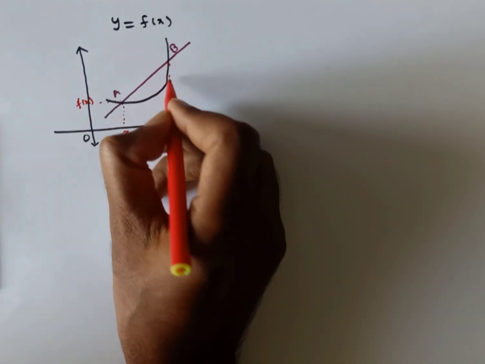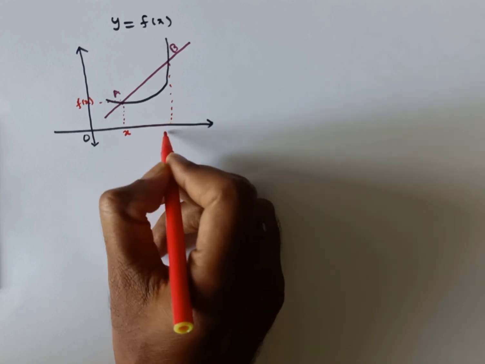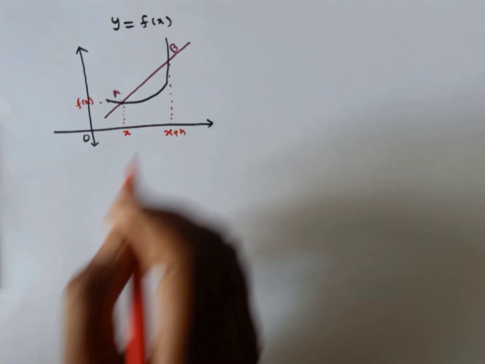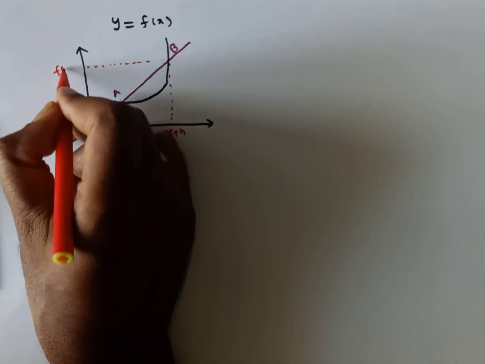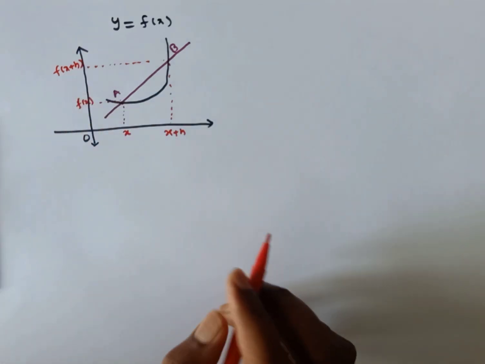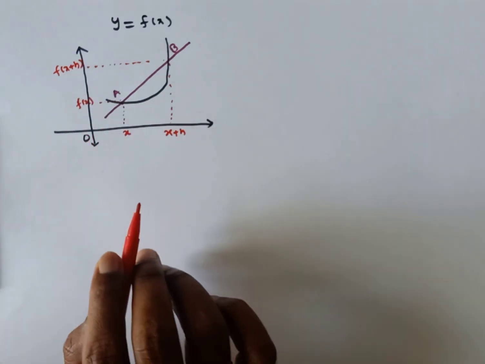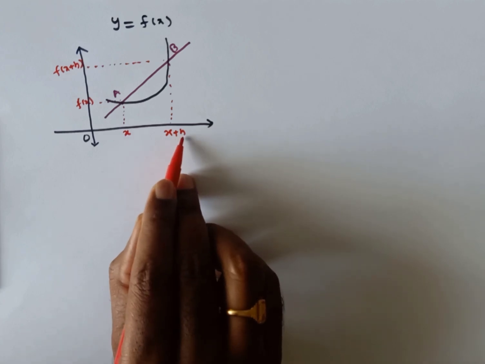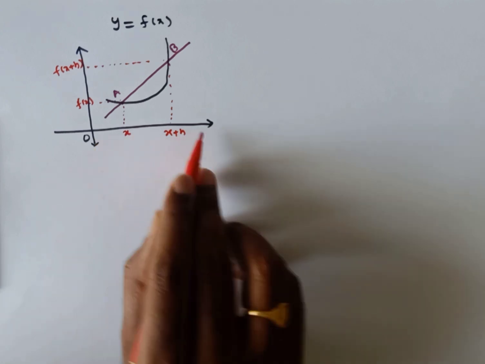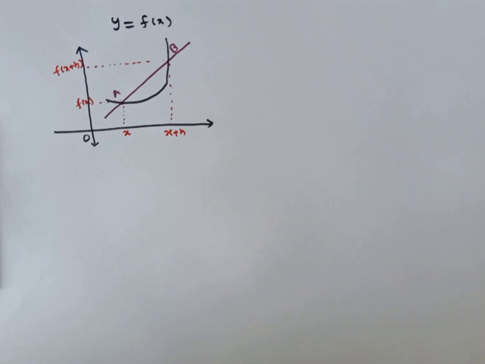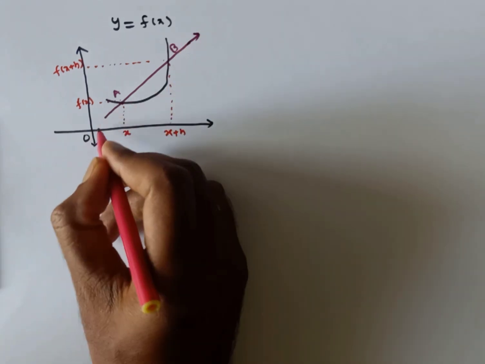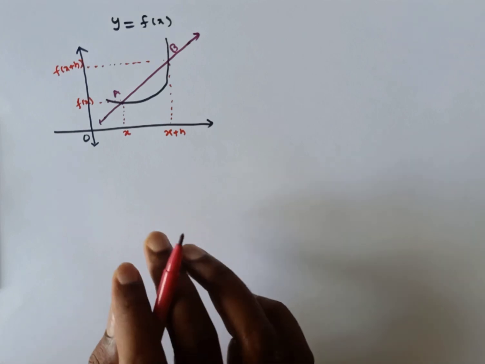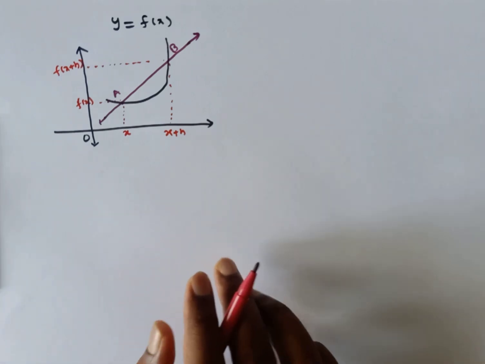Now, let this be x plus h, so that the corresponding y value for this is f of x plus h. So x is any point on the x axis, and h is any small number, then x plus h also lies on it. Here the chord AB, or the line segment AB, represents a line in the plane, and AB is a chord of the curve.